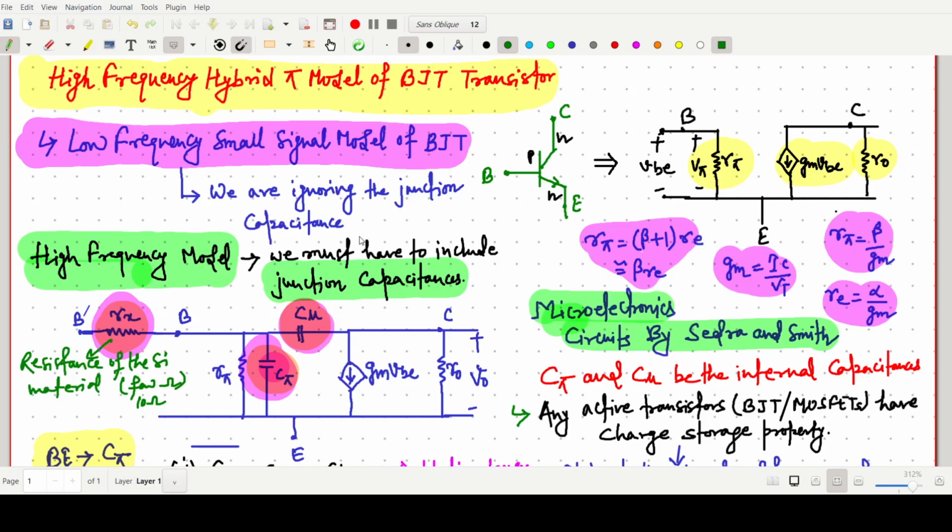Very interesting, everything is the same; there is an intersection between these two models, and the only difference in the small signal model is the missing of C mu and the missing of C pi. Okay, so this is all about the discussion of the high frequency model of a BJT transistor.